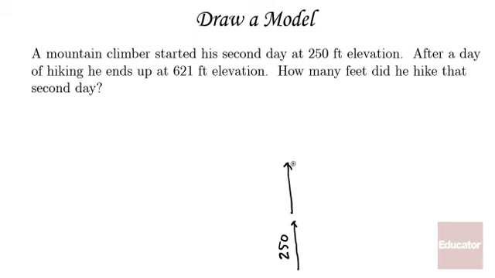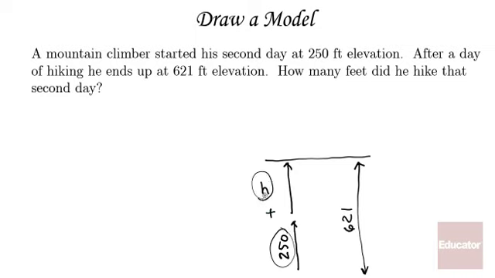And we don't know how much he hiked. I'll call that H for how far he hiked. You could call it any variable you want. But we do know that now he has reached a total of 621 feet. So once again, we have our part plus part equals whole. So the first part, this 250, plus the second part, the H, gives us the total, the 621. So our equation now is 250, the first day's hike, where he starts on the second day, plus this entire second day's hike equals his total height, 621 feet.